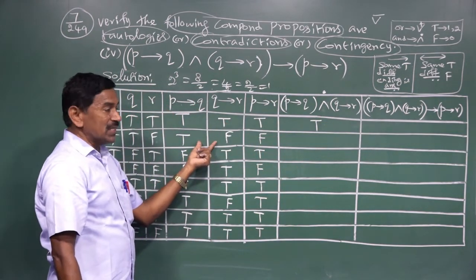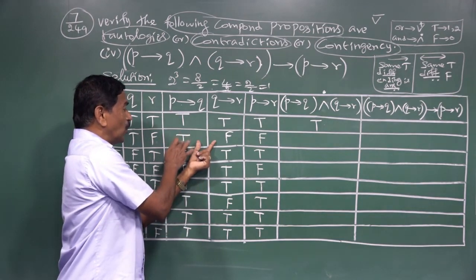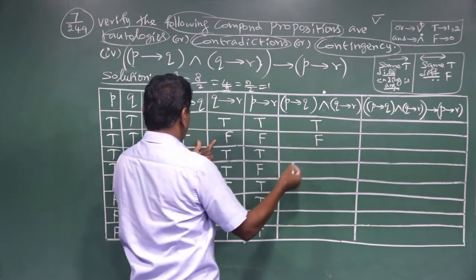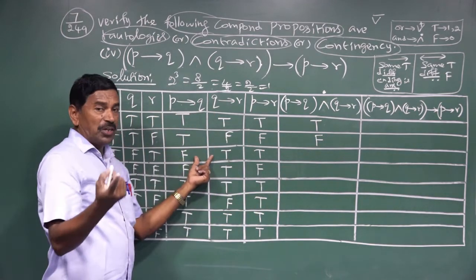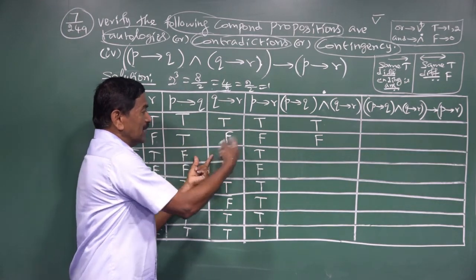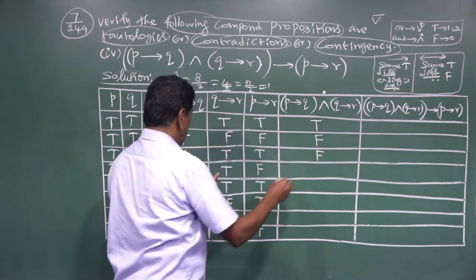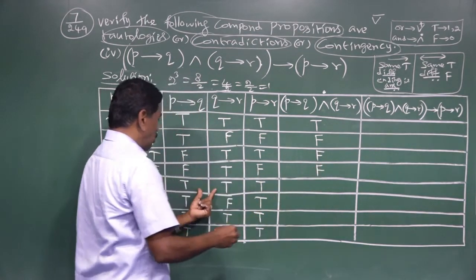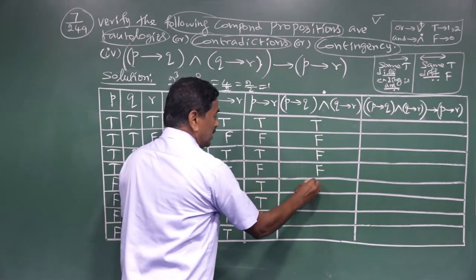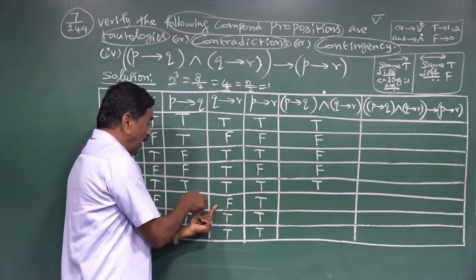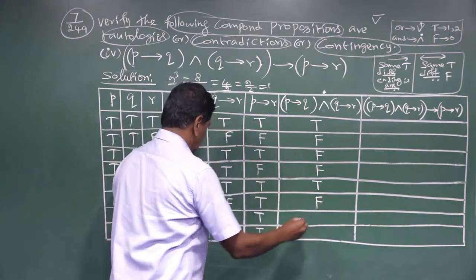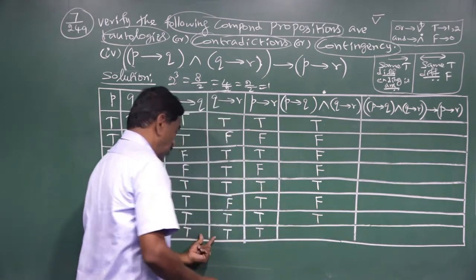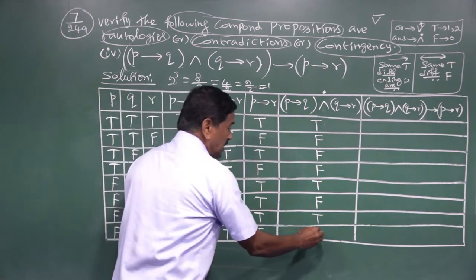Come downwards. Here true 1, false 0. So 1 into 0 is 0. 0 means false. Next, here 0 into 1 is 0. 0 means false. Again 0 into 1 is 0, false. Then 1 into 1 is 1, true. 1 into 0 is 0, false. 1 into 1 is 1, true. 1 into 1 is 1, true.